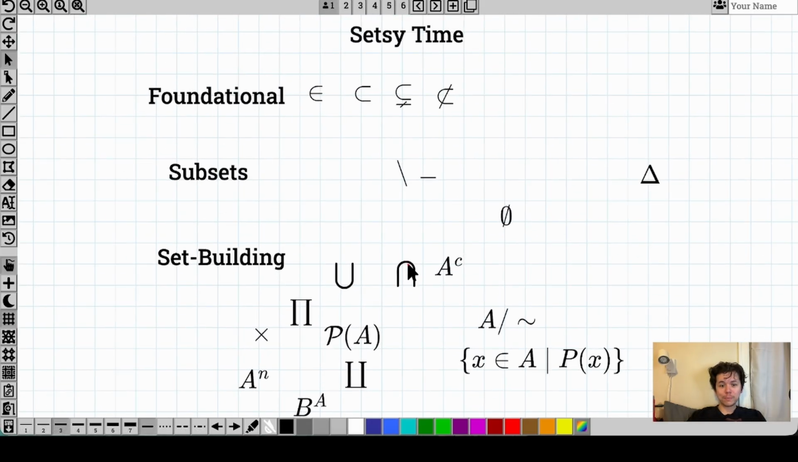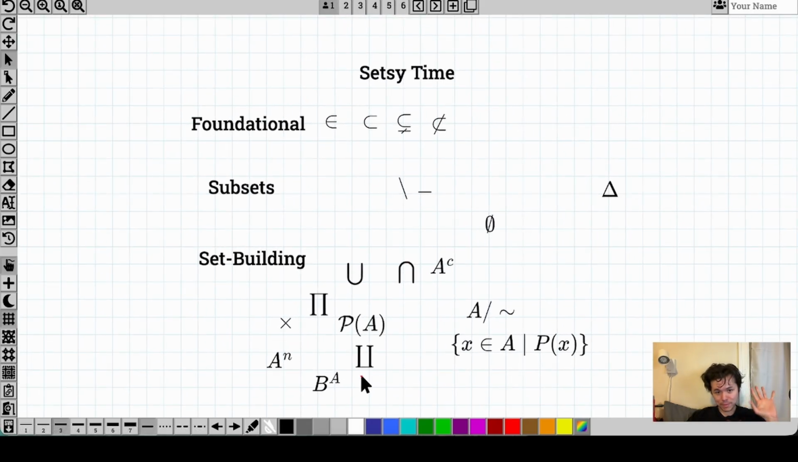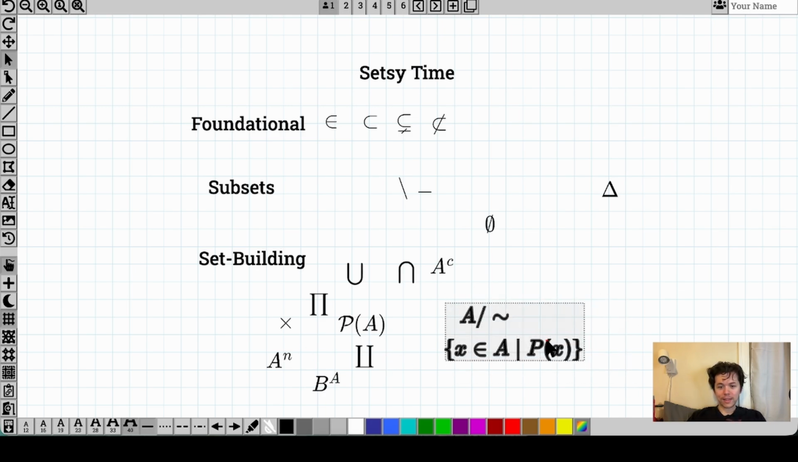And the overall theme of set building is that you make big sets here out of clay, and then you sculpt away and make them precise using these tools.